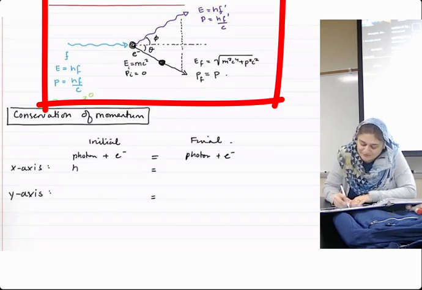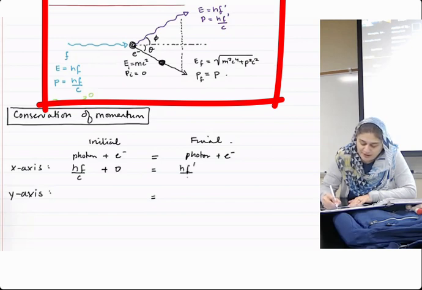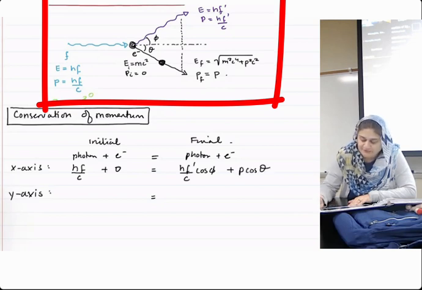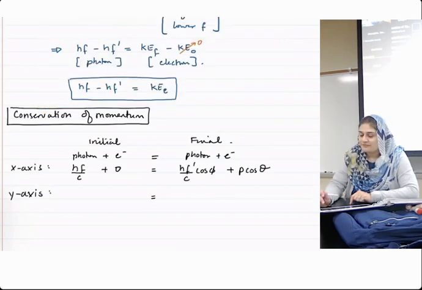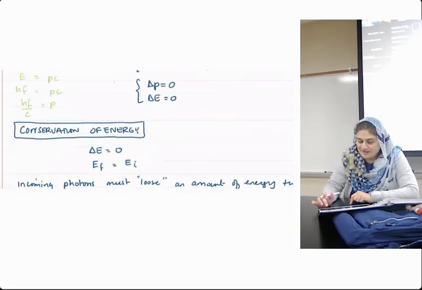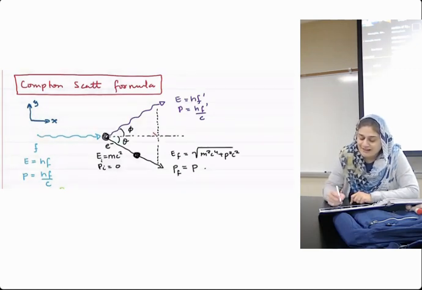Initial photon, hf over c. Initial electron, 0. Final photon, hf prime over c cosine of phi, plus p cosine of theta. Do we all understand how that works? Yes. Okay, going back. Look at it. It's a head to tail rule.